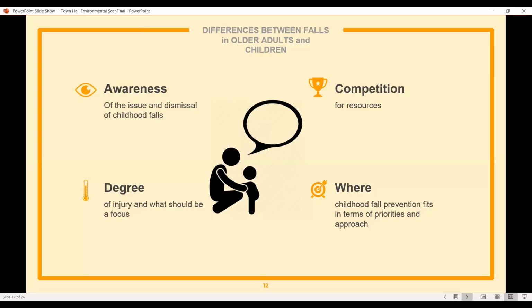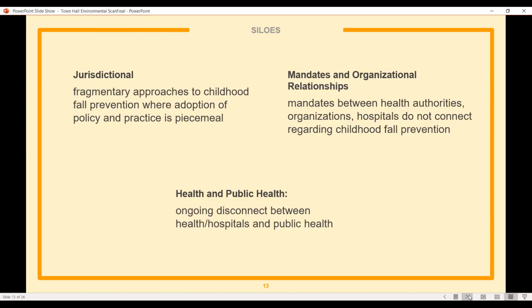The key informants did mention that there was somewhat of a competition for resources, and that we all know that the focus right now is more so on falls in older adults than in children. And there isn't quite a consolidated approach to childhood fall prevention in terms of priorities as well. Earlier we mentioned the field of fall prevention in children, and many people debated that it may not be a field per se as a focus, and that maybe that's what's skewing the conversation. So that was part of the comments made by the respondents.